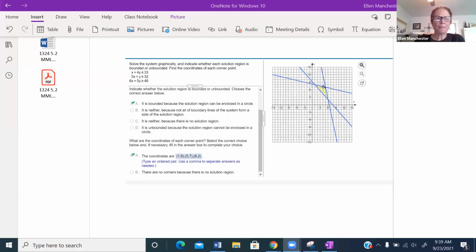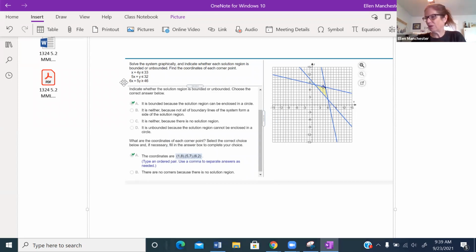Let me share my screen so you can see what problem I'm looking at. There we go. Okay, so this is the problem that we're looking at. These are the 3 equations, and this is again in section 5.2. Now you're graphing more than one line and shading.